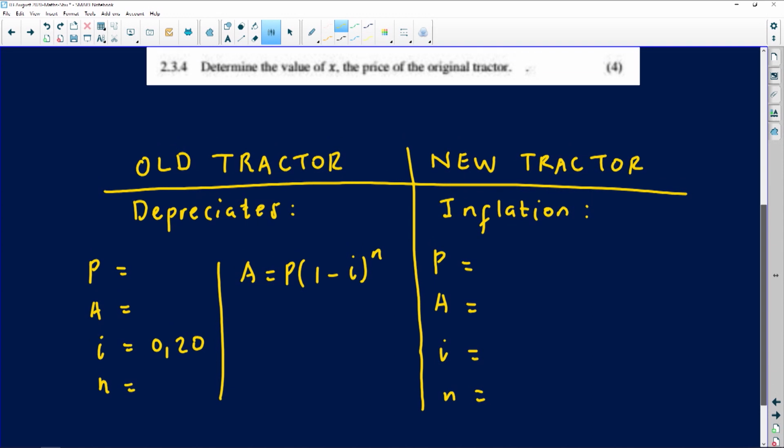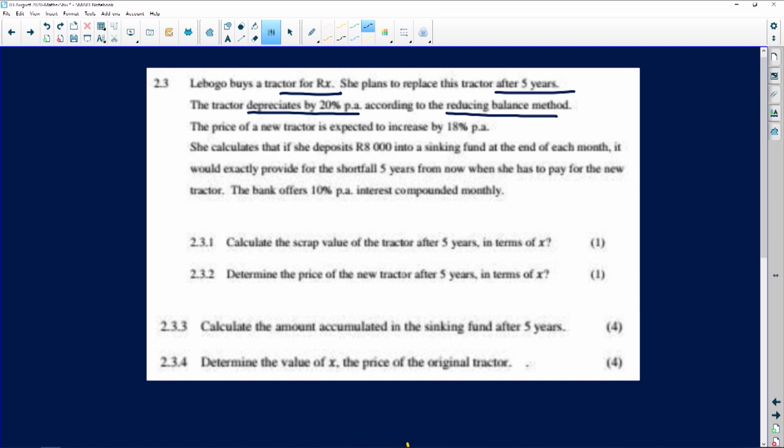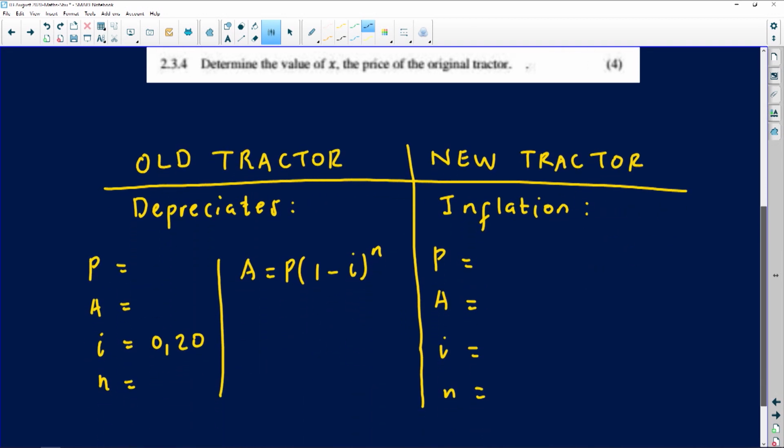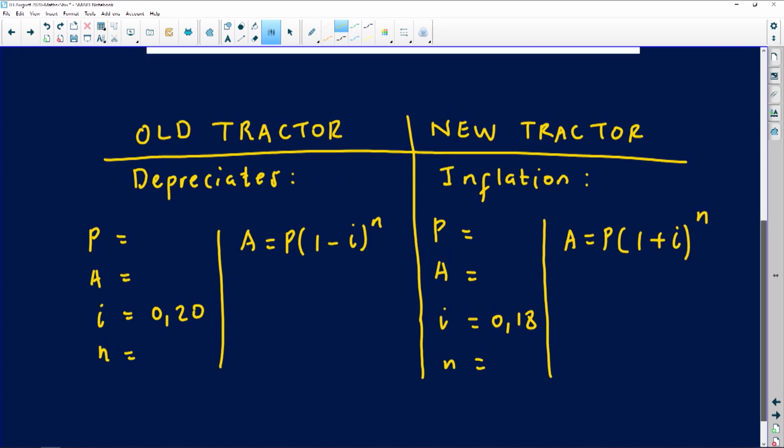Okay, cool. Right, and then they say to you, the price of the new tractor, now they're talking about the new one, is expected to increase by 18% per annum. Okay, cool. Now 18% per annum, that's the rate of inflation of the new tractor. So that's going to be 0.18. Now you guys need to know that inflation is always calculated on a compound basis. All items that inflate, and even population growth, are always on a compound basis. Populations increase on a compound basis. Inflation is also on a compound basis. It's not straight line. It would always be a compound formula, right?